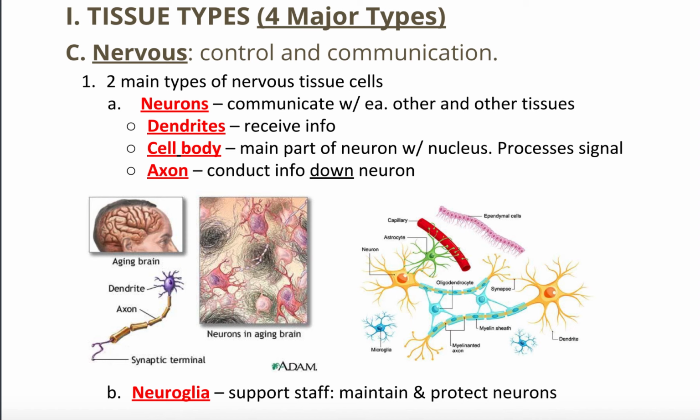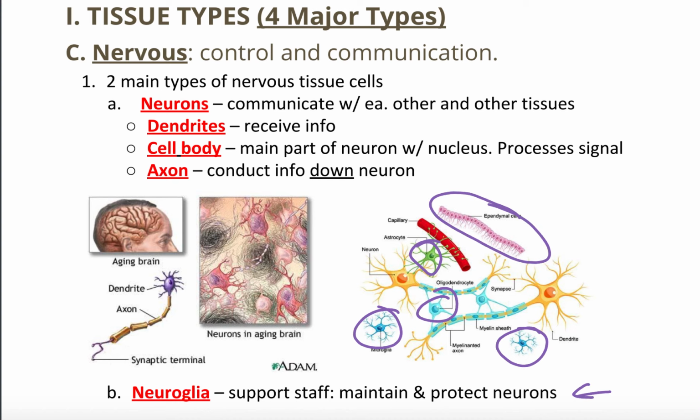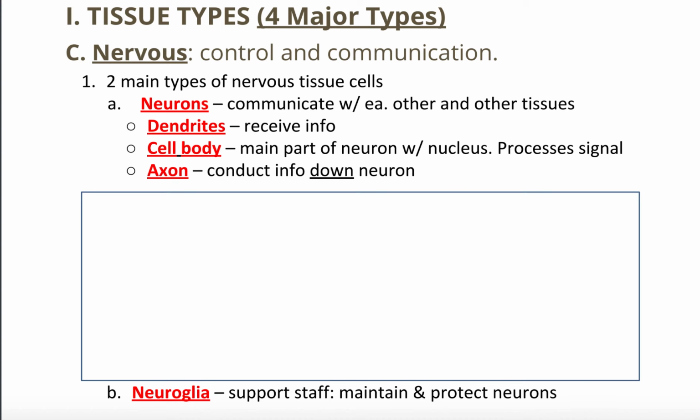All these other bit players that you see around them are all cells whose main job is to keep the neuron healthy, alive, and functional. These cell types are called neuroglia cells. So before we move on to muscle cell types, I would like us to draw a basic neuron, okay? So the signal is going to travel down this way, and this is a neuron.